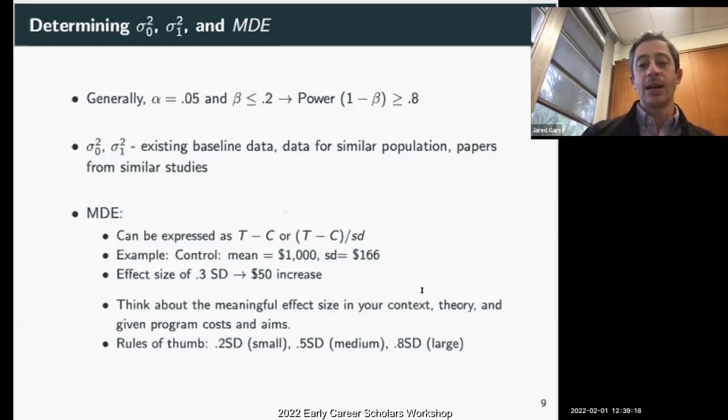And so in the past, some people have used rules of thumb, such as 0.2 SD would be a small effect size, 0.5 SD would be a medium effect size, 0.8 SD would be a large effect size. But as we saw in the previous example, these might not be sufficient in your context.